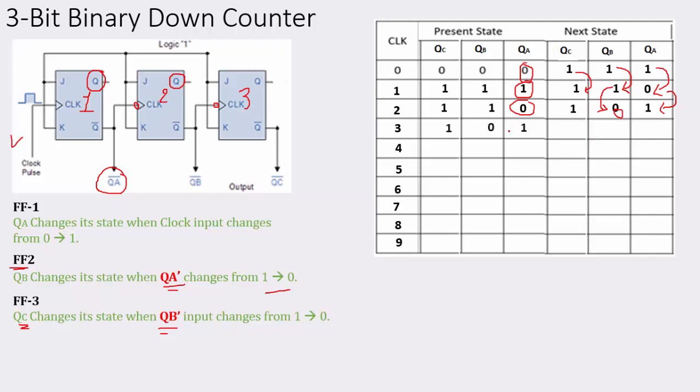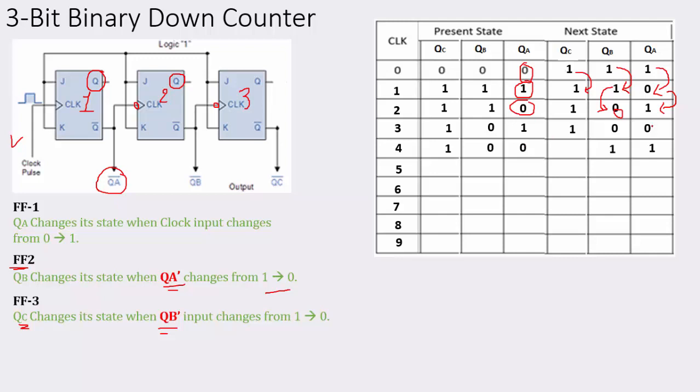Now this will be the present state. This value will change, so that is a 0. It changes from 0 to 1. What about the QA bar? 0 to 1. So QB will remain as it is, and the QB doesn't change. So QC will always be as it is.